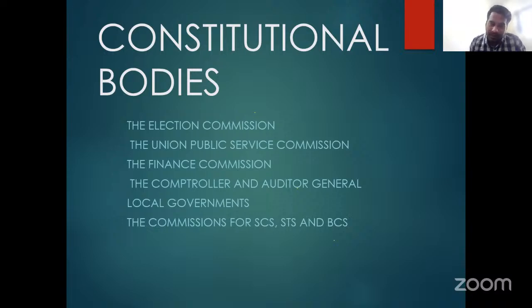Next, the National Commission for BC. It is a statutory body, established as a statutory body in 1992, through the case called Indra Sawhney and others versus Union of India. In this case, the Supreme Court directed the establishment of a separate body for OBCs, and that a list should be enclosed with those OBCs. This led to the National Commission for Backward Classes as a permanent body.